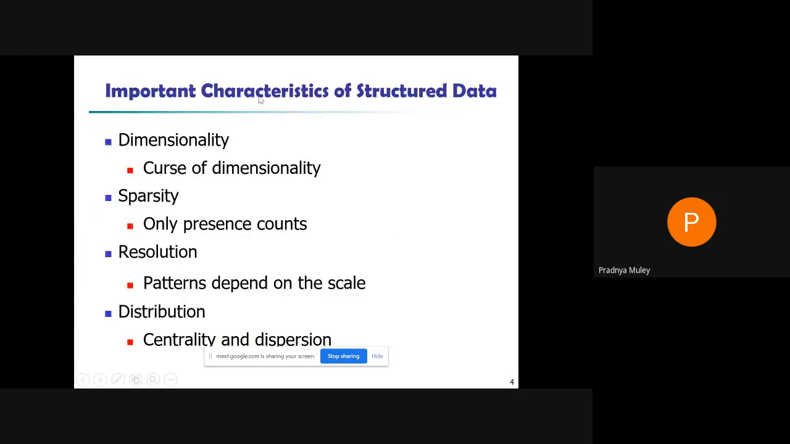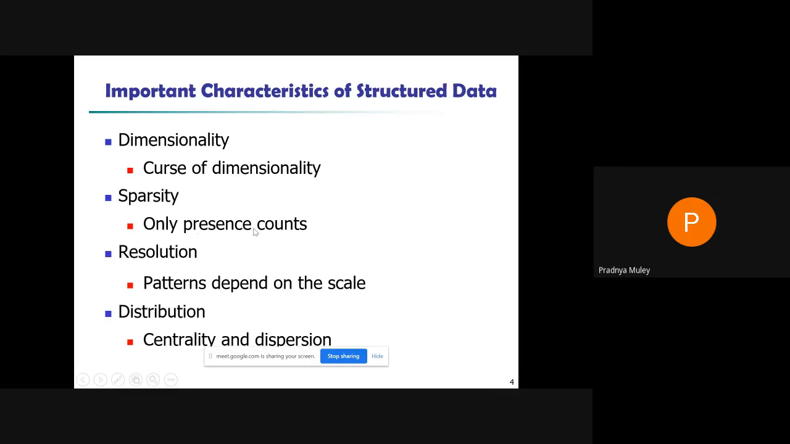Now, what are the important characteristics of structured data? First characteristic is the dimensionality. What is dimensionality? In very simple words, dimension means columns. If you assume data as rows and columns, then dimension means column. For example, in employee data, employee name, employee salary, employee designation are columns. They are called dimensionality.